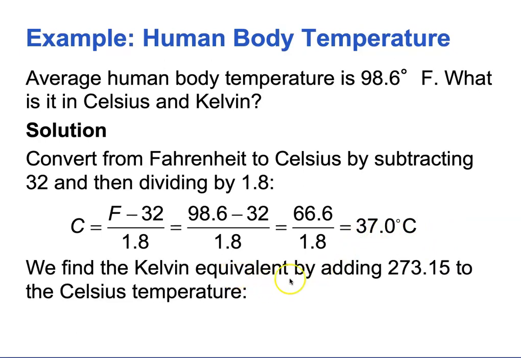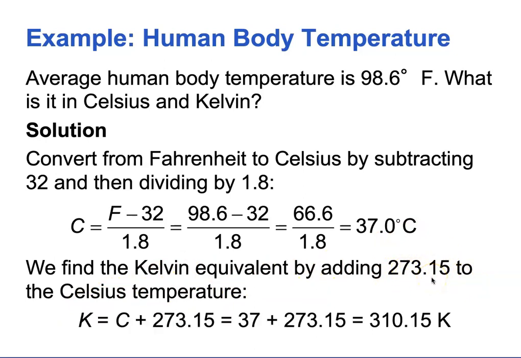We can find the Kelvin by adding 273.15, because converting from Celsius to Kelvin, you just add 273.15. So Kelvin equals Celsius plus 273.15. We're going to plug in what we found for Celsius, 37. So our Kelvin body temperature is 310.15 Kelvin. So you have 2 answers here: there's your body temperature in Celsius, and there's your body temperature in Kelvin.